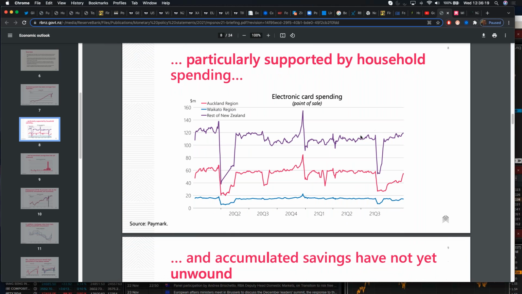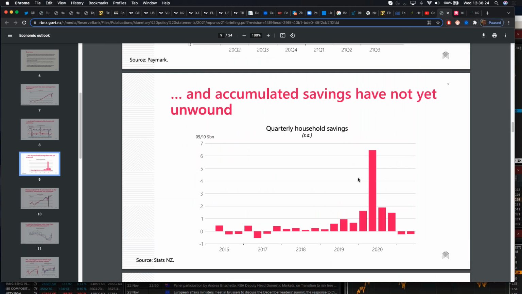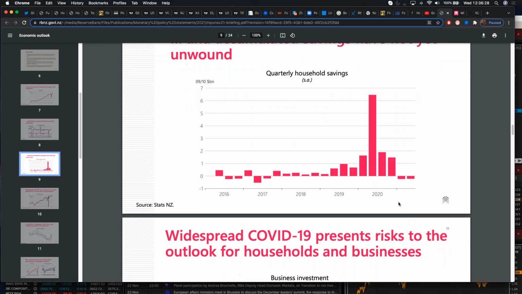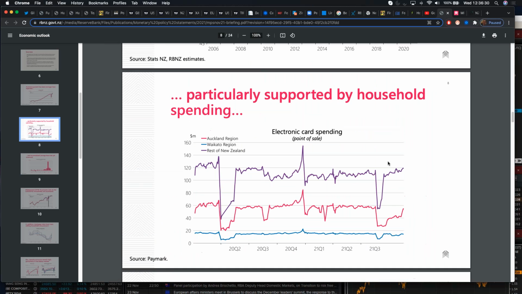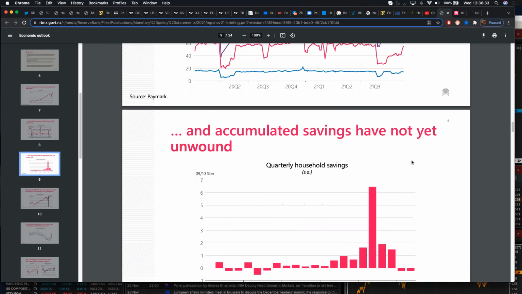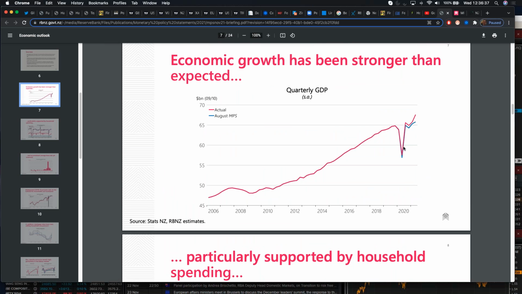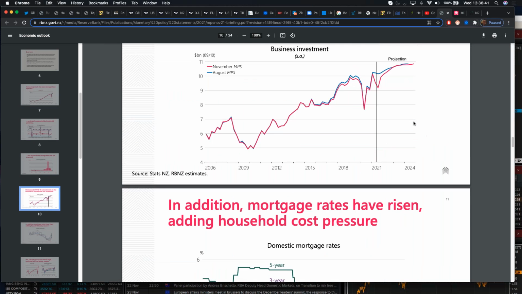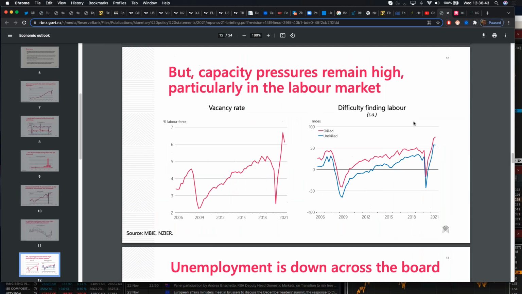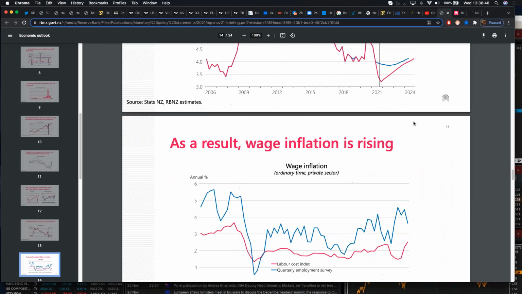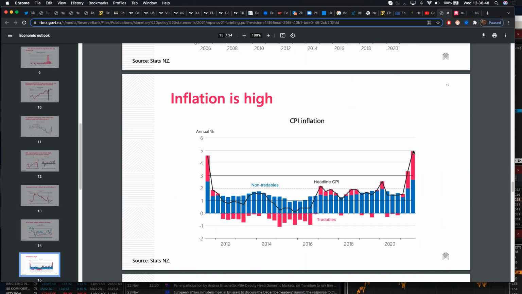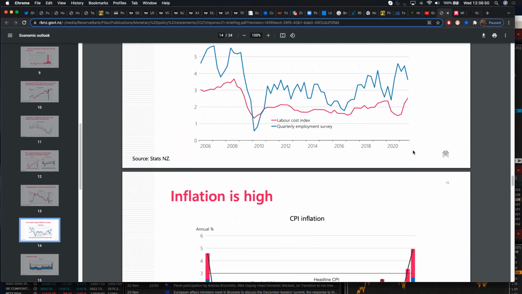So they're expecting economic growth to rise. They're also seeing household spending on the rise, and the accumulated savings, which were building up during COVID-19, haven't dissipated. So in other words, households are spending, they still have savings, so GDP is expected to move higher. On top of that, they're also expecting inflation to move higher. Now, inflation is high and is expected to rise.